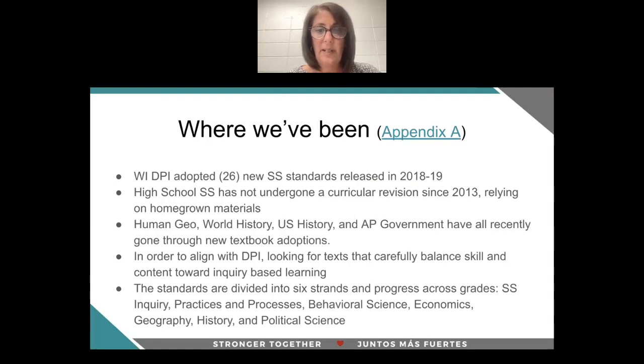In order to align with DPI, we were looking for texts that carefully balance skill and content, that shift toward an inquiry-based learning approach, and that are really inquiry and skill-based. Most of the texts go with the recommendation of Wisconsin DPI that the standards are divided into 6 strands, and they are intertwined and progress across grades. That is social studies inquiry, practice and processes, behavioral science, econ, geography, history, and poli-sci. So not to be all isolated.